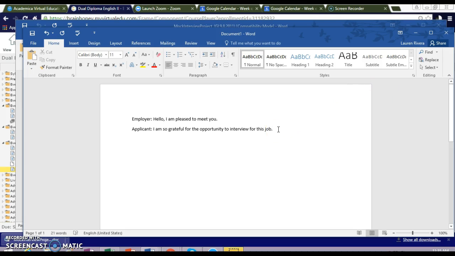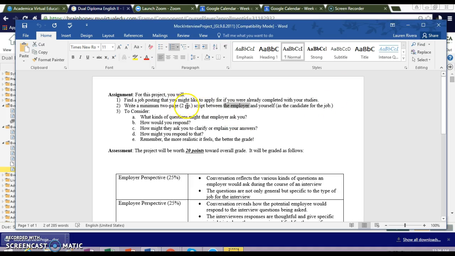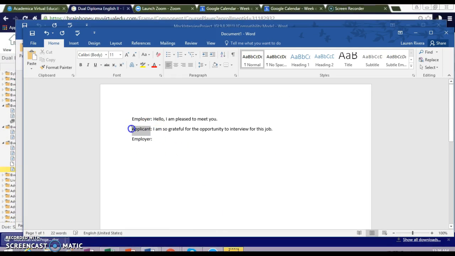Again, this is going to be 2 pages, so you can expect to have employer, applicant alternating for 2 whole pages. If it's 2 pages long, you've written enough. If it's a little bit more, that's okay. If it's a little bit less, that's okay with me, but just try to keep it around the 2-page mark so that it satisfies what the assignment is asking. And again, you are the candidate, and you will be speaking with the employer. Another word you can use in your script, by the way, is candidate.